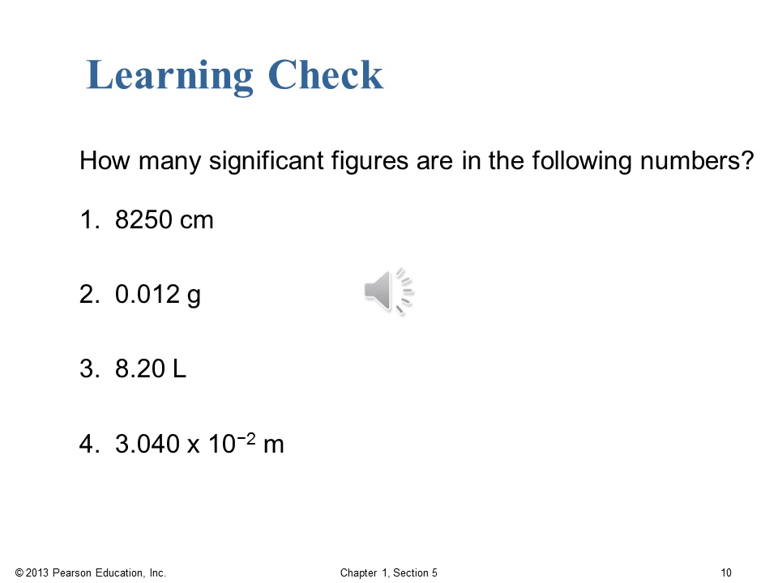Alright, so looking at our last learning check for this subtopic, we have 4 values here, and your challenge now is to determine how many significant figures are in each of those numbers. So for number 1, we have 8,250 centimeters. For number 2, we have 0.012 grams. Number 3 is 8.20 liters. And number 4 is 3.040 times 10 to the minus 2 meters.